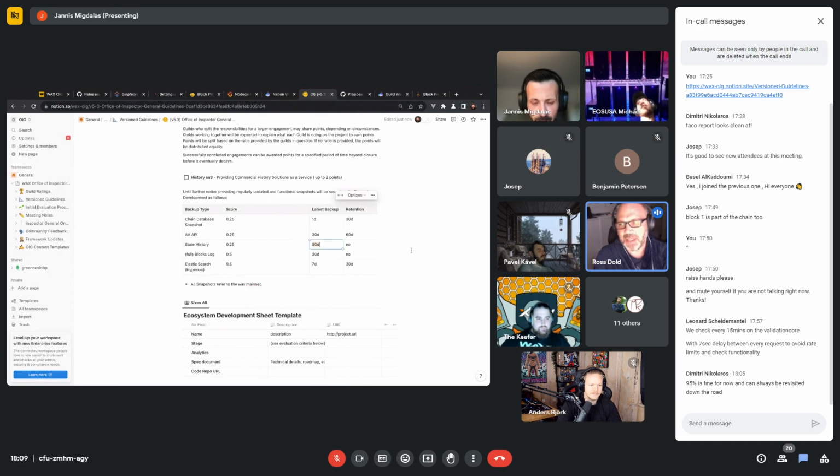Because I can tell you that the state history isn't even nearly important, right? I don't think anybody would actually use it. Mind you, I've used it in the past once, right? But the most important thing is a block log. Block log, I can get that once a month, but state history every month, that's just too much.